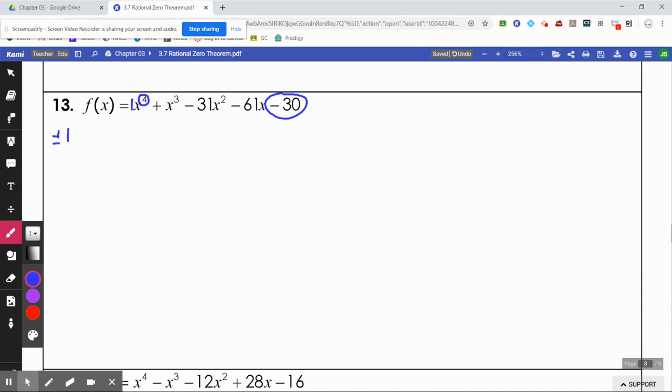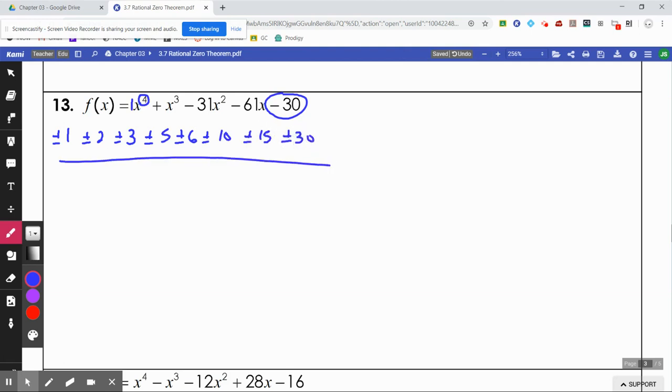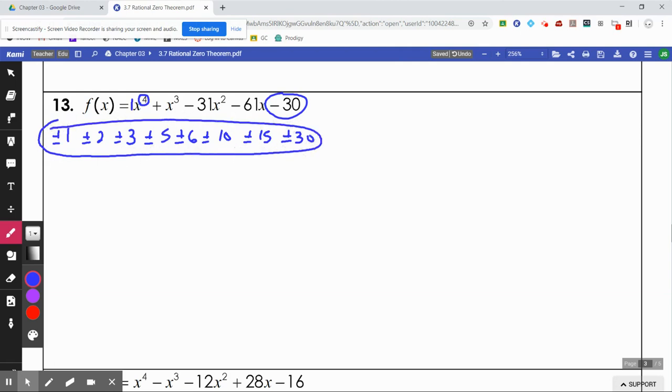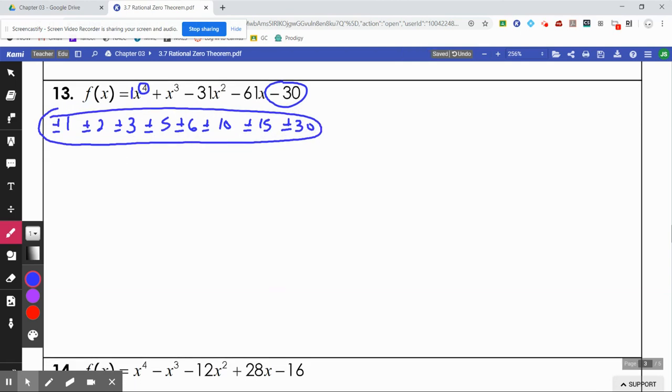That's going to be plus or minus 1, 2, 3, 5, 6, 10, 15, and 30. Over all the factors of 1, which is just 1, and those combinations will give you just these numbers. So here's all your possible rational roots. So here we go. Let's see if we can find one that's going to work. Let's test negative 1.